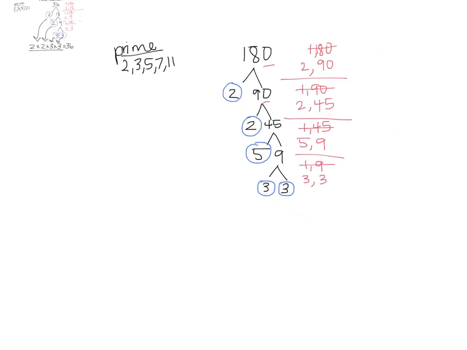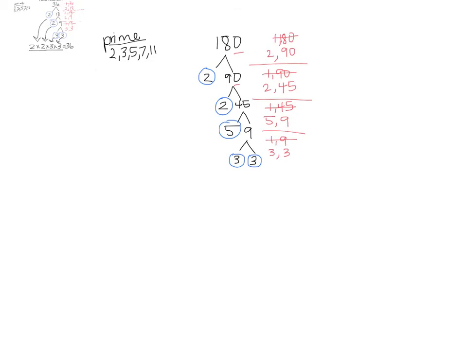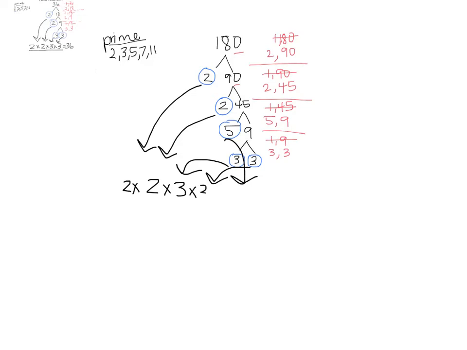And now I have to write my prime factorization. Like I said before, I want to order my numbers least to greatest. So I'll bring my 2's down first, then my 3's, and lastly, my 5. So that'll look like this. 2 times 2 times 3 times 3 times 5 is all equal to our original number, 180.